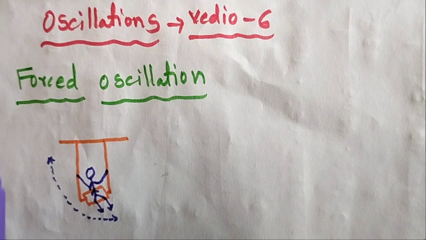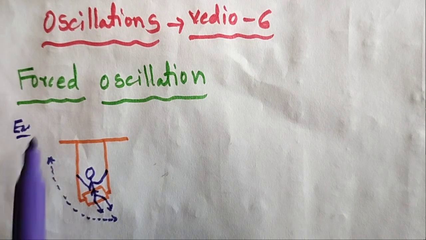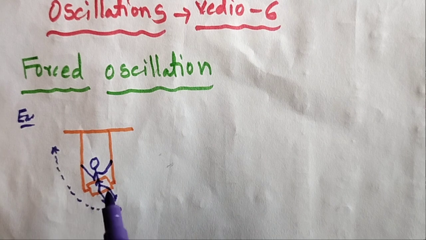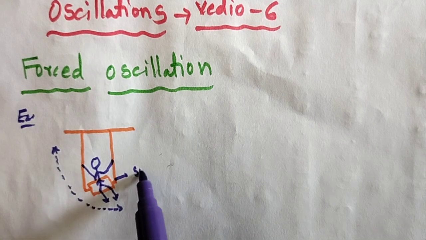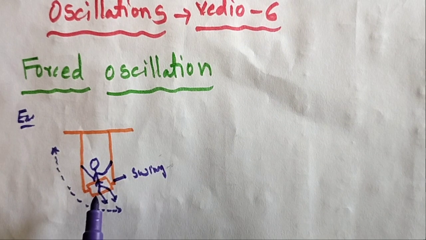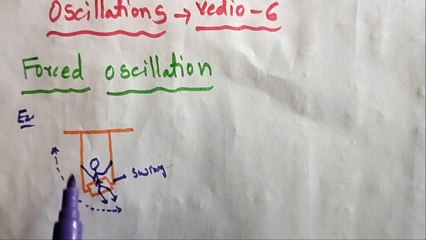Here I am taking one example of forced oscillators. Suppose one person is there, a child or anyone, on a swing. This is a swing, right? Only one person is there, nobody else, and this person is oscillating very slowly.